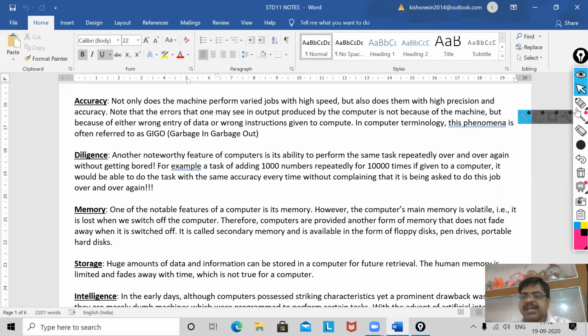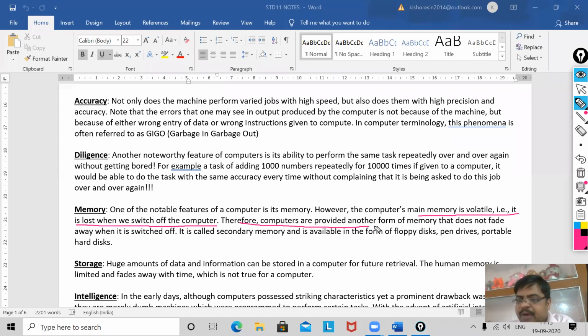You can clearly read, computer's main memory is volatile. Volatile means what? Temporary. That means it will remain there if your PC is on. But once you switch off your PC, whatever information your memory contains will be lost. So that is lost when we switch off the computer.